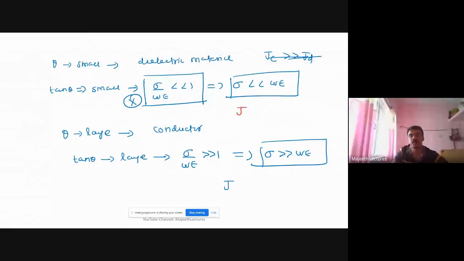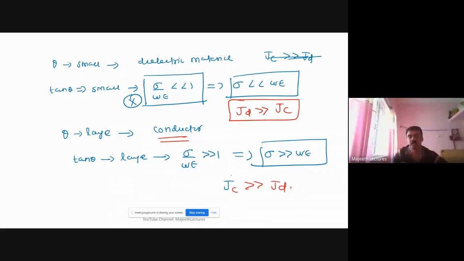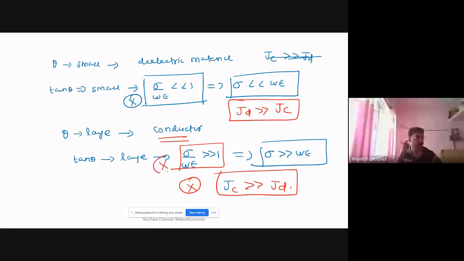So JD must be far greater than JC. Here it is a conductor, so it is due to conduction current. JC must be far greater than JD. These are all very, very important. Okay, right. This is what we must remember.